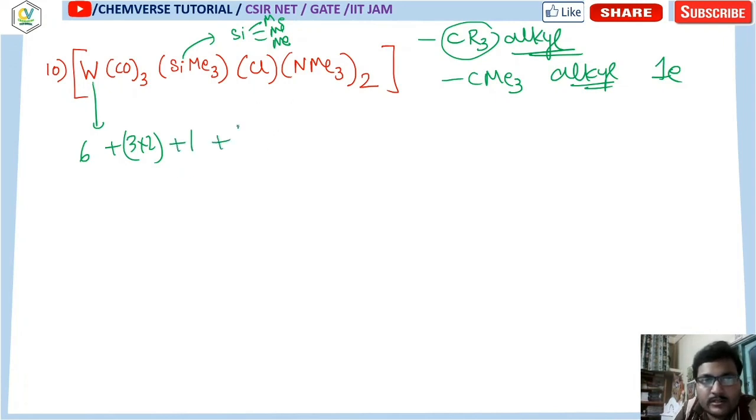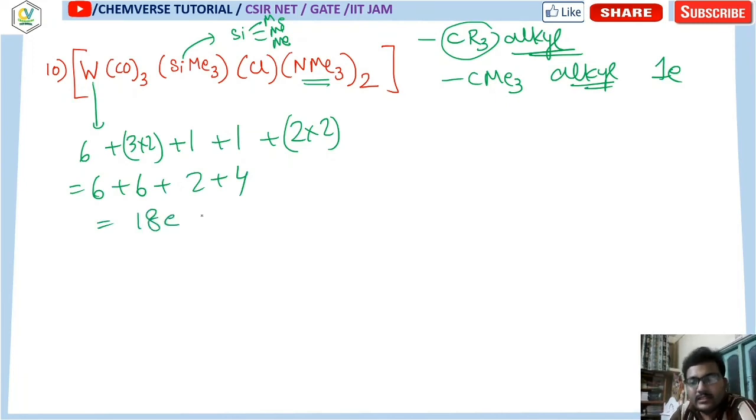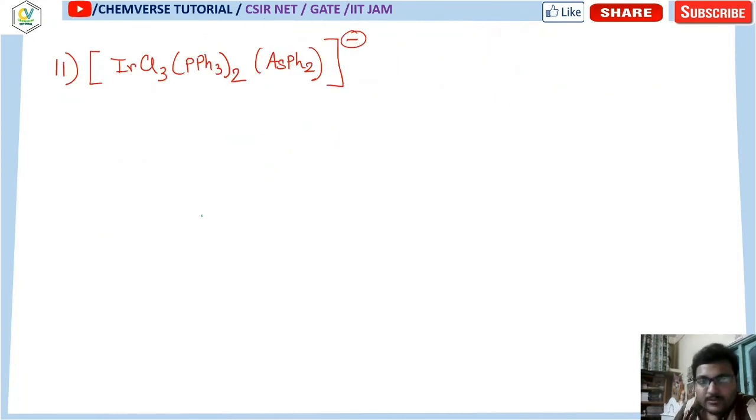Now chlorine, it is a 1 electron contributor. NMe3 is a 2 electron contributor, so 2 into 2. So overall what you get, 6 plus 6 plus 2 plus 4, 12, 14, 18. So it is 18 electron. It is another 18 electron species. Okay. Now moving on to this question.